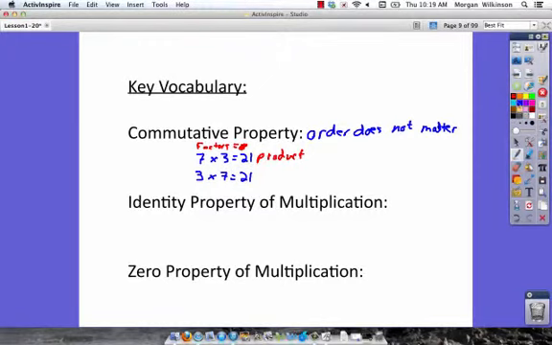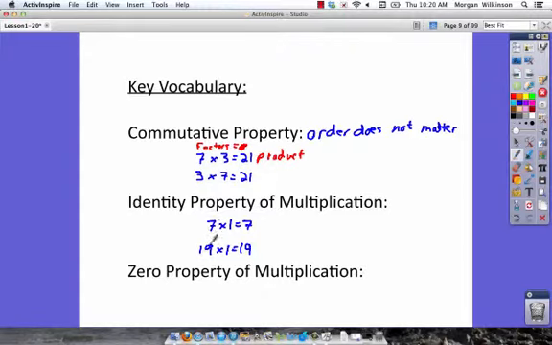Now our second definition is about the identity property in multiplication. And remember that identity property just means you keep what it was to begin with. So the only way that we could have that is to multiply by 1. So if we had 7 times 1, that's equal to 7. If we had 19 times 1, that's equal to 19. So any number multiplied by 1 keeps its own identity.